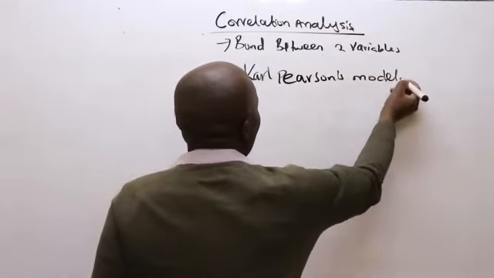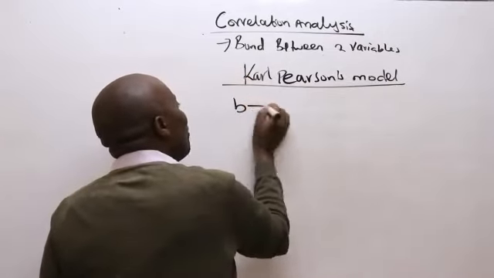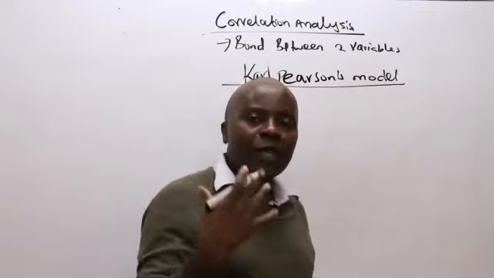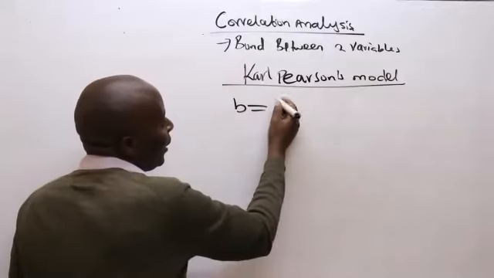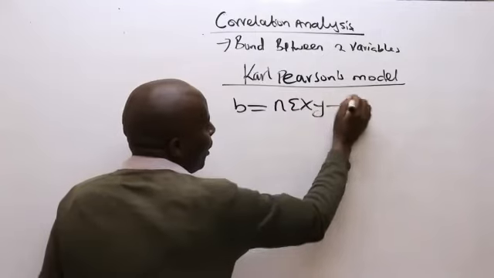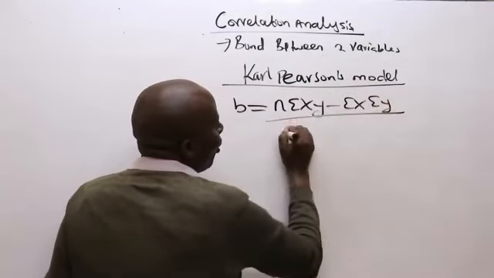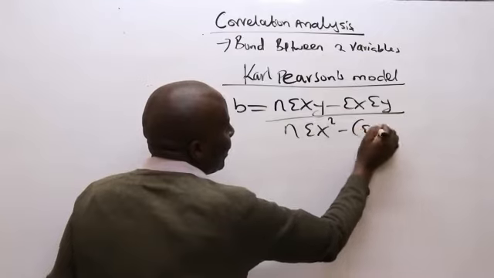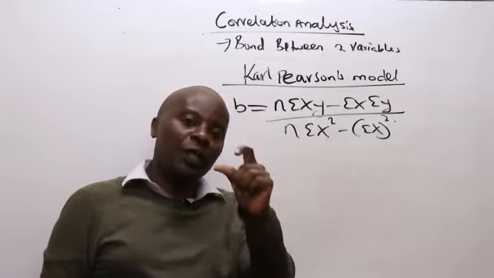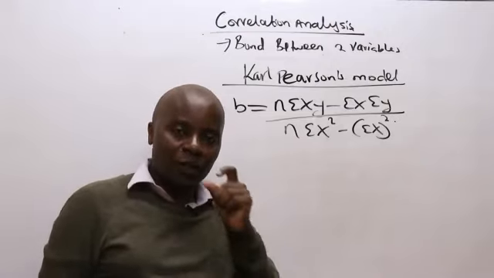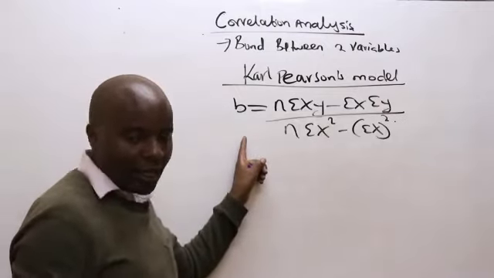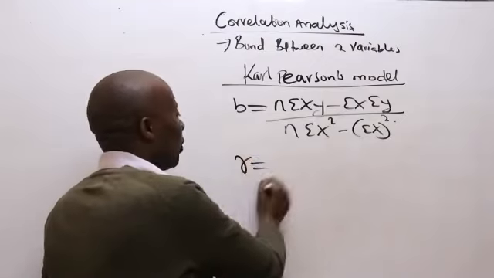always remember the formula for getting the gradient. To get the gradient as per regression analysis, our gradient B is obtained by taking n summation of xy minus summation of x summation of y, all over n summation of x squared minus the bracket sum of x, squared. So whenever they want me to give the correlation coefficient using Karl Pearson's model, first of all, I'll be forced to remember this formula B. And then from there, I should be able to get my R.